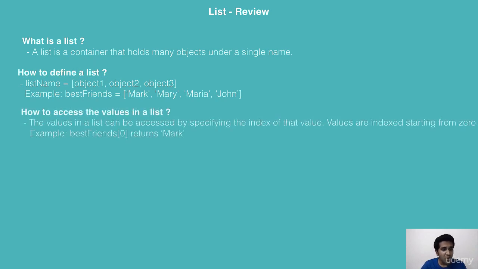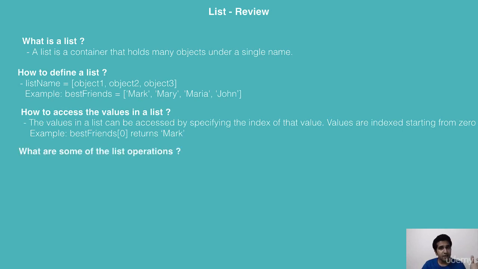And then we saw how to access values in a list. Each value in a list is identified by an index position starting from 0. So the first element in your list has the index position 0, the second element has the index position 1, and so on. In our example, best friends, when used with an index position of 0, returns the value Mark.